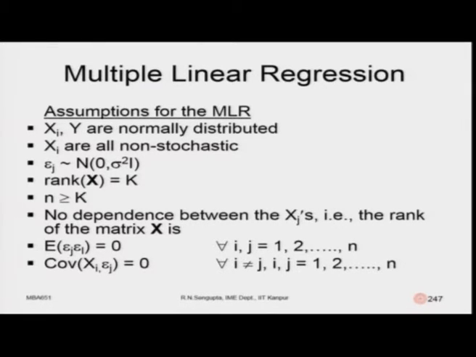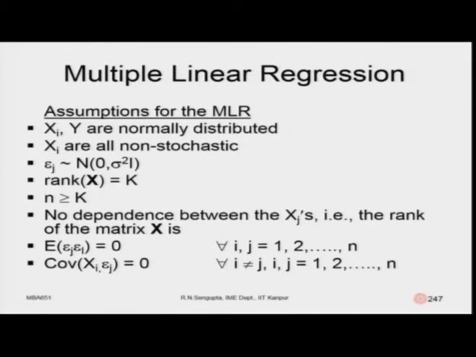Rank means basically using the rank you are able to consider all of them as independent. So, the rank is k, that means there are k number of independent variables, or else many of the rows or many of the columns, when you write it in a matrix form, would be such that they can be expressed as a linear combination of the others. The n value should be greater than k.